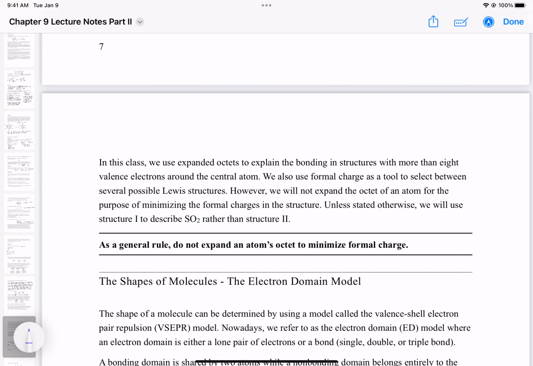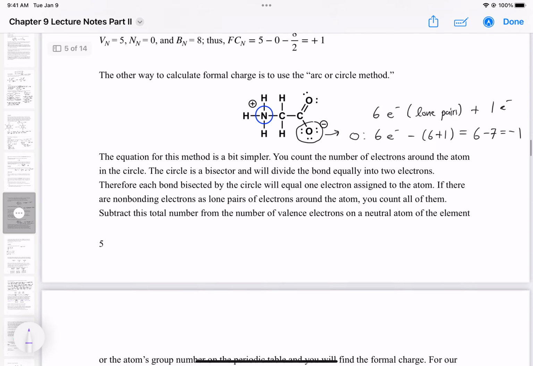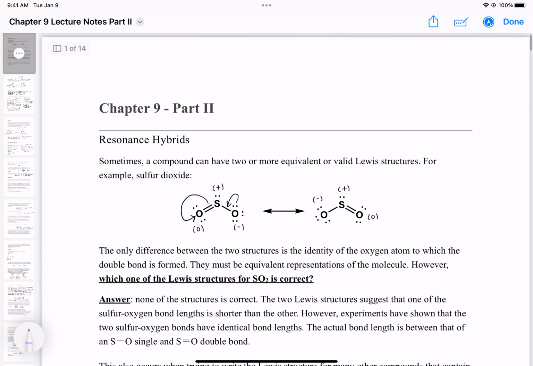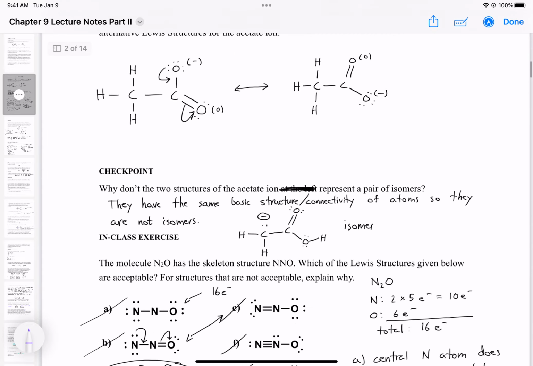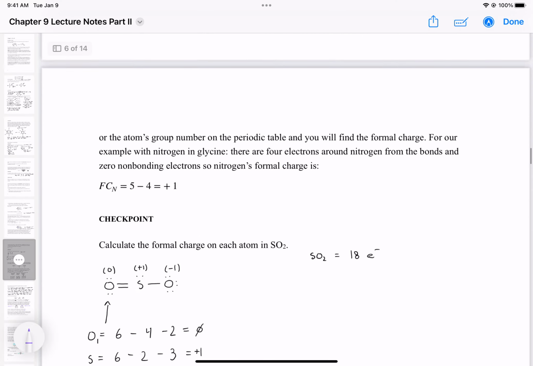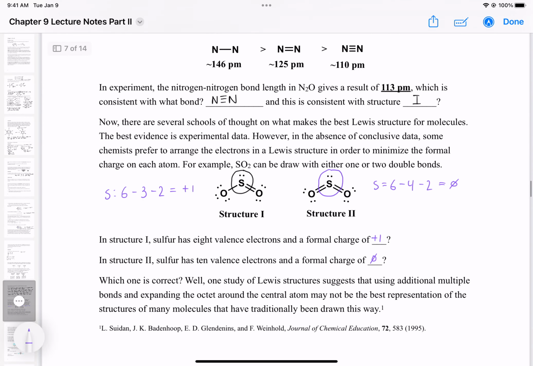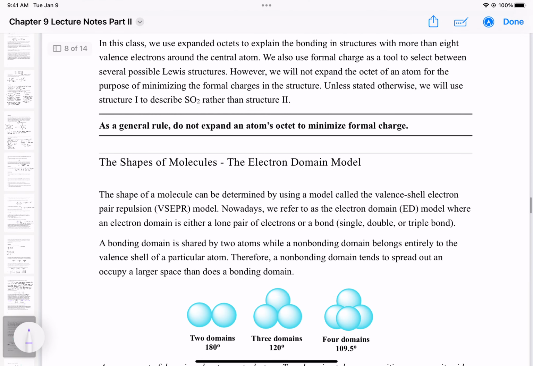All right. So now let's talk about shapes of molecules. So the electron domain model. So the purpose of this lecture, if we go back to the title of the lecture itself, well, I didn't put it. Sorry. It's going to be Lewis structures part 1, and now we're going to talk about how we predict the shapes of molecules. Okay.